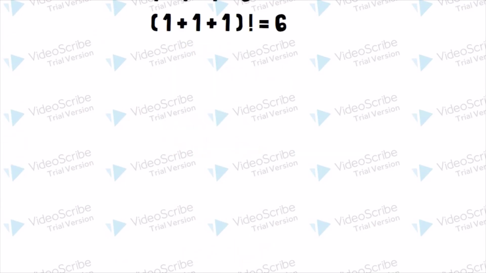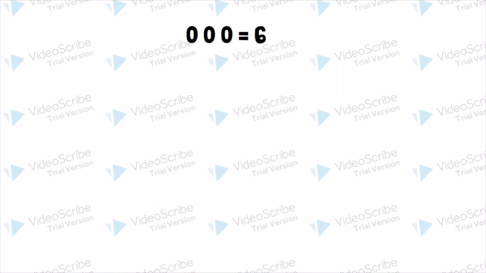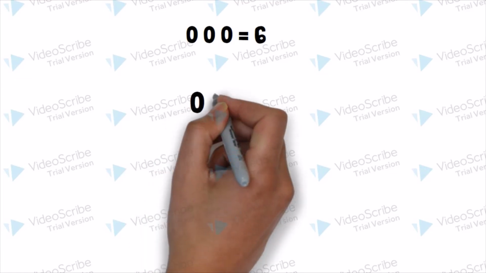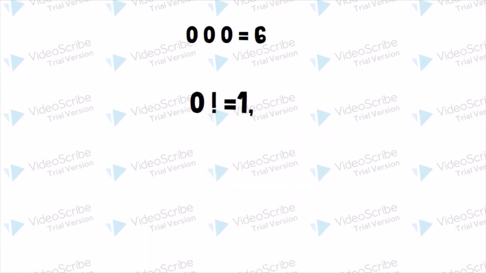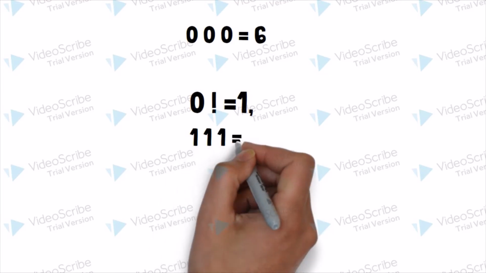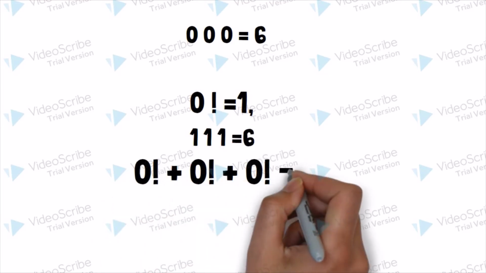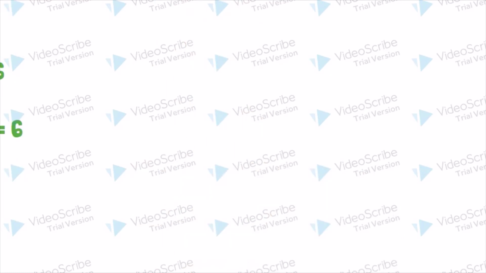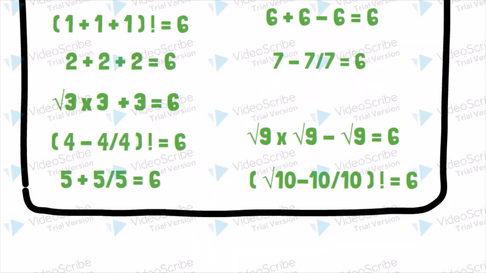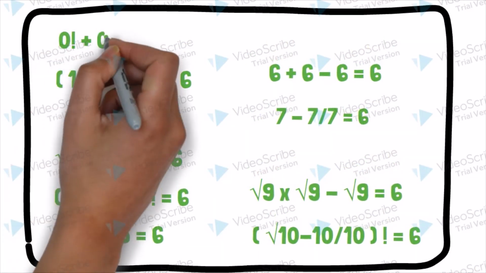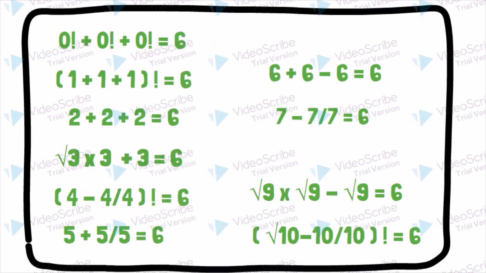Now how can we solve 0, 0, 0 equal to 6? First we will take the factorial of each zero, where we know that 0 factorial equals 1. The problem is again reduced to 1, 1, 1 equal to 6, which is previously solved. So we are just going to add up all these numbers so that you get the equation as 0 factorial plus 0 factorial plus 0 factorial. Let me write it.